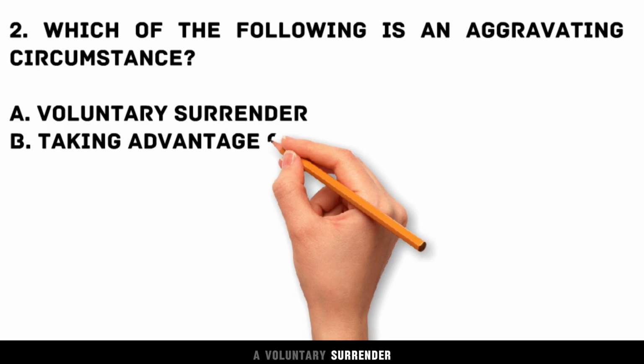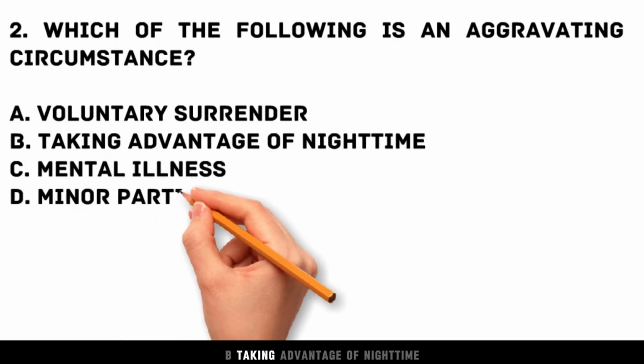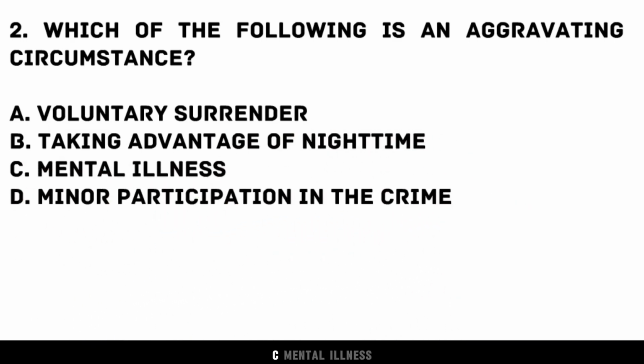2. Which of the following is an aggravating circumstance? A. Voluntary surrender. B. Taking advantage of nighttime. C. Mental illness. D. Minor participation in the crime.